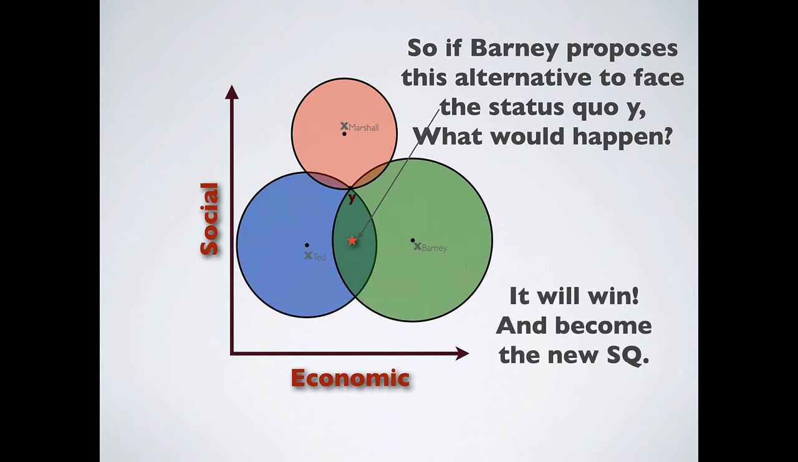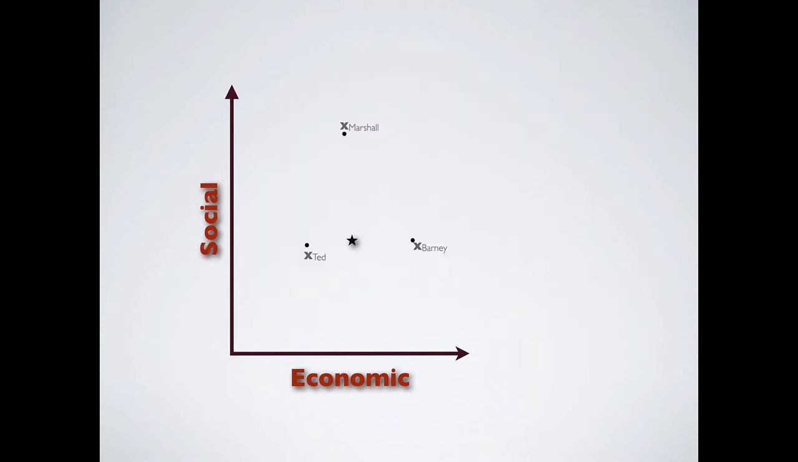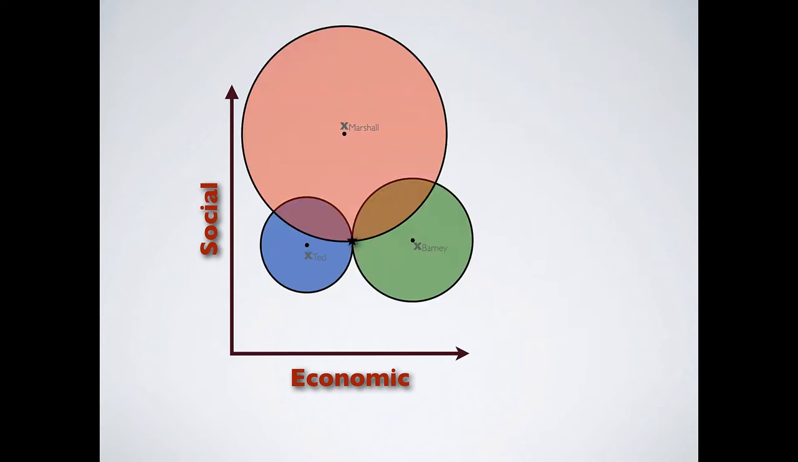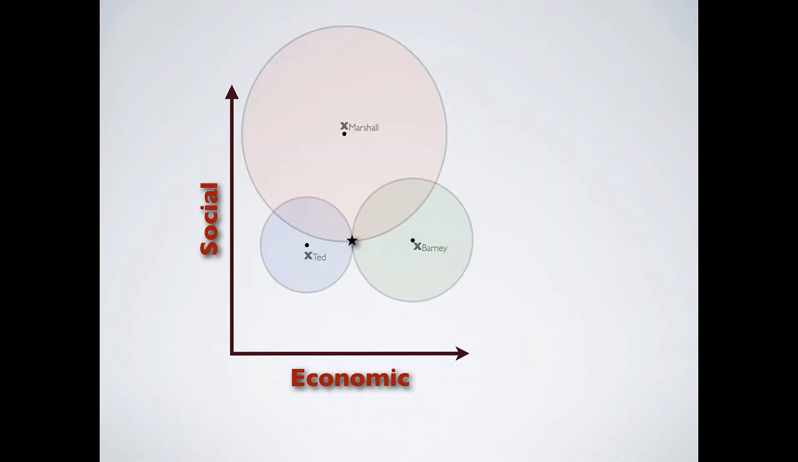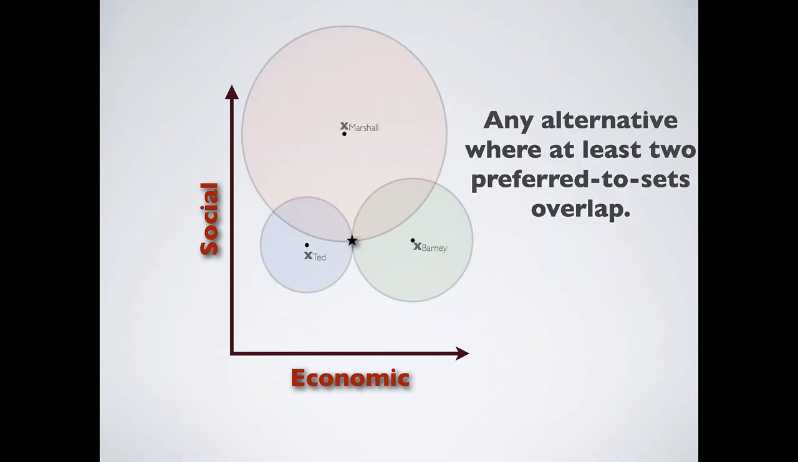And it would now become the new status quo. All right. So I'm going to draw the indifference curves going through here. So where is the new WinSet? Well, it's everywhere that at least two people's preferred-to sets overlap. What is the majority rule WinSet? Any alternative where at least two preferred-to sets overlap, it's these two petals. Anything in those two areas will beat the new status quo, that is the star.